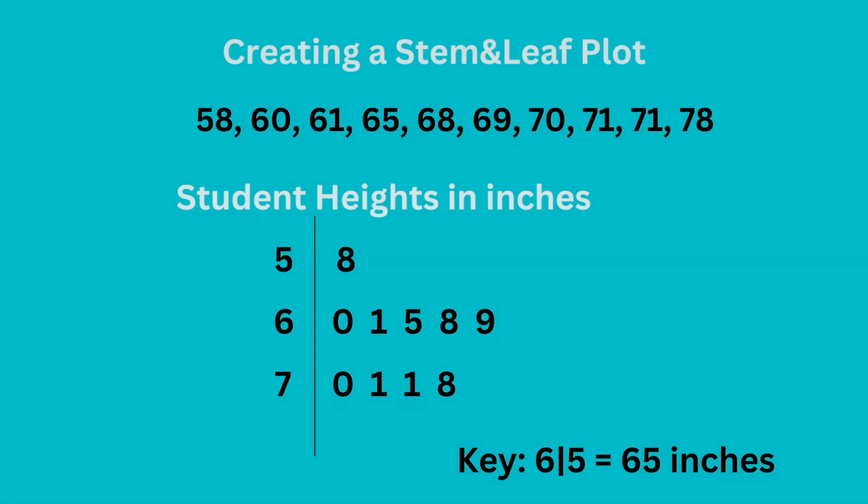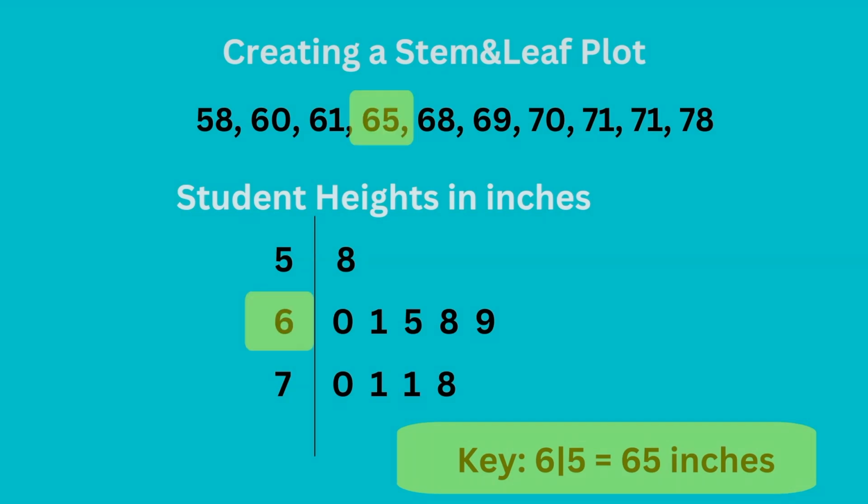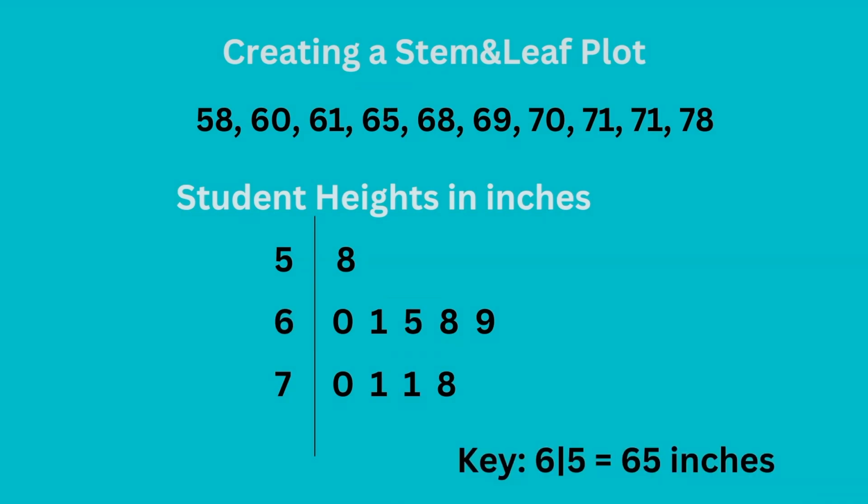Additionally, we need to provide a key for the stem and leaf plot to help the reader interpret the data accurately. For example, in our stem and leaf plot, 6 | 5 represents a data point where one of the students is 65 inches tall, or 5 feet 5 inches. Stem and leaf plots are particularly useful for small data sets. They offer a quick way to display the shape of the data distribution while preserving the original data values.